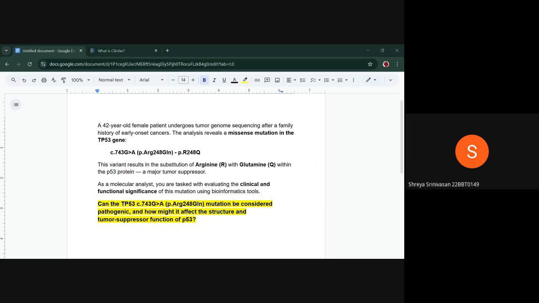Did everyone understand what the problem statement is about, like what the case study is about? Is this clear?